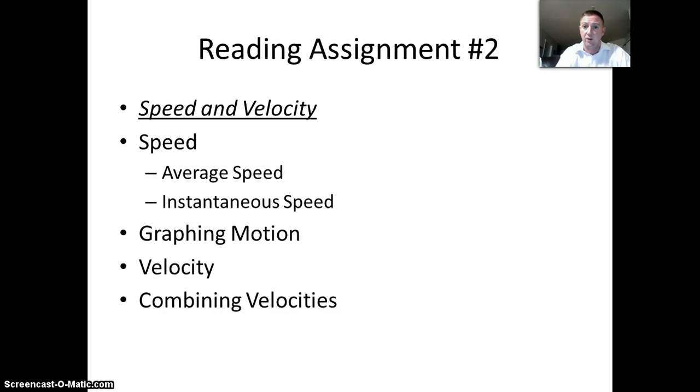So, second part of the review. Let's look at that second section of the reading about speed and velocity, alright? Speed, average speed, instantaneous speed. Let's talk about that. Speed. This is your measurement of distance over time. How is your distance changing relative to your time? This is a rate, once again, okay? So how fast you're going, all right?